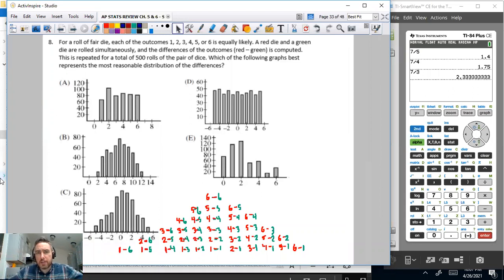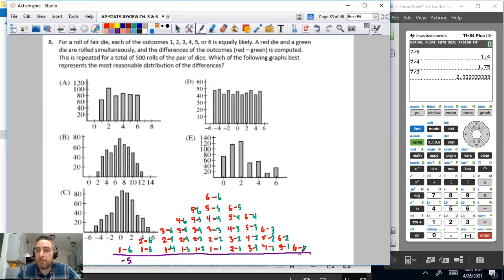So I've created a sample space. I want you to look really carefully here, okay? Look at my red minus green. I've done a bunch of red die, started with 1, and I started with the smallest difference I could. So 1 minus 6 is -5. You can't get a number lower than -5. 1 minus 6 gives you your smallest value, and you can only get that once.